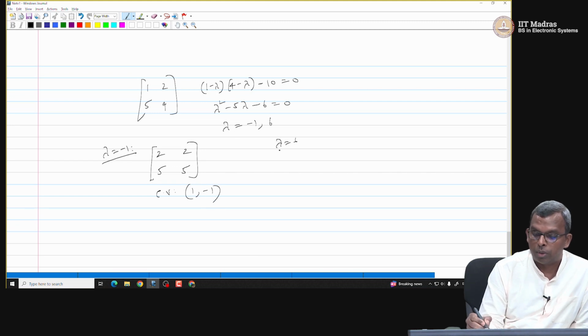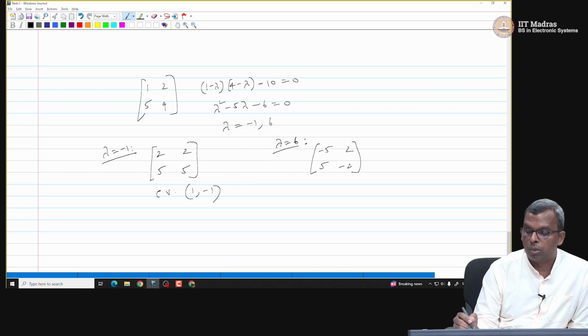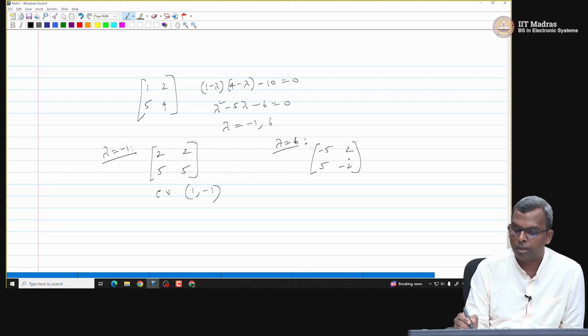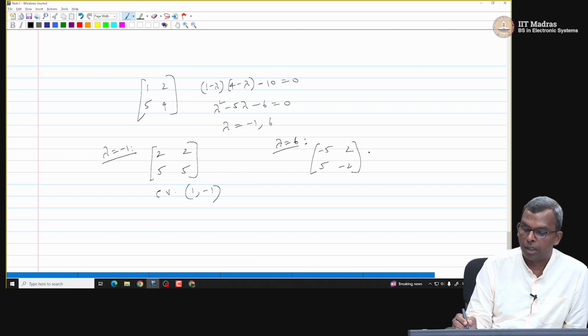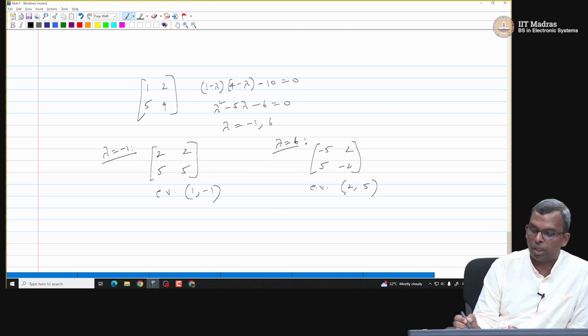And if you put lambda equals 6, you're going to get the matrix minus 5, 2, 5, minus 2. So am I right? Yeah. So that's going to give you an eigenvector which is what? Did I get this right? Yeah, this is true. So it's going to give me 2 comma 5, right? So 2 comma 5 will give you 0 here. If you want, you can normalize it, etc.